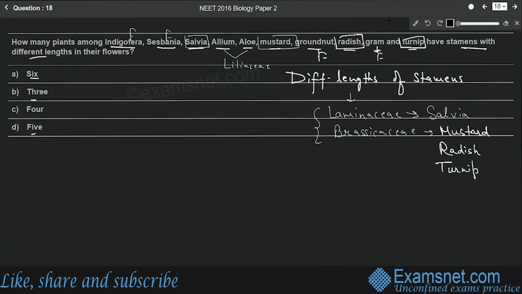Okay. So out of all these, we have 4 plants. One is salvia and 3 are mustard, radish and turnip. So these 4 have different lengths of stamens because salvia belongs to Laminaceae and mustard, radish and turnip belong to Brassicaceae. So total 4 plants. So the correct answer will be option number C, 4.